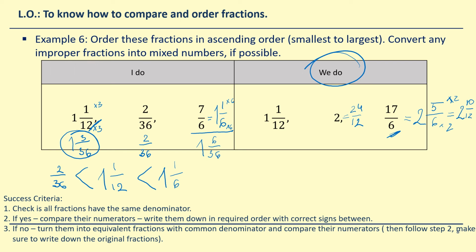Okay, so in here you can see straight away actually that this is a little bit bigger than 2, and this is smaller than 2. So this must be the smallest number. 2 is in the middle, and this is the largest. I would write 17 over 6, but as it asks me to convert it into a mixed number, I'm going to write it as 2 and 5 over 6. If that's what you've done, well done.